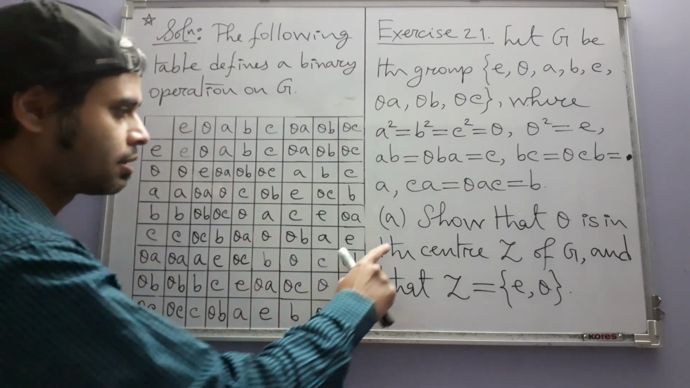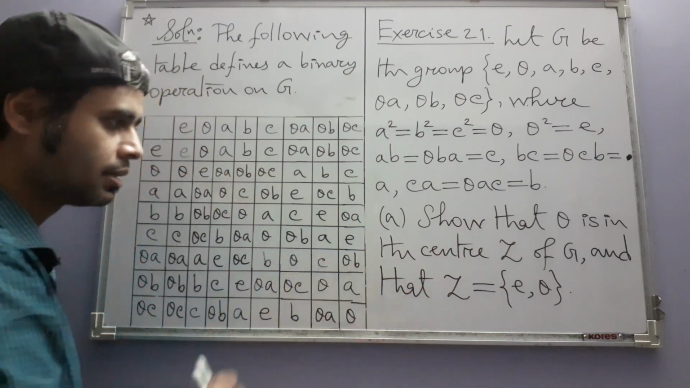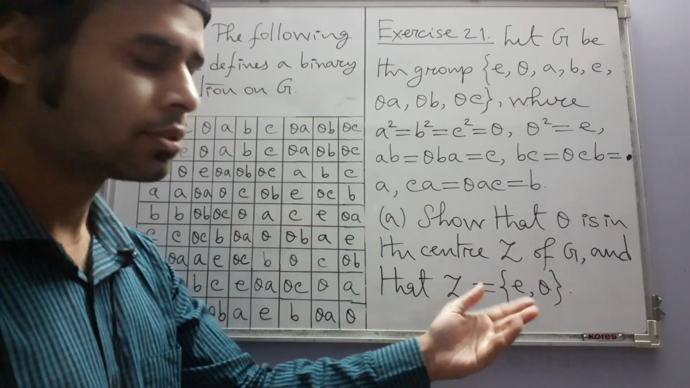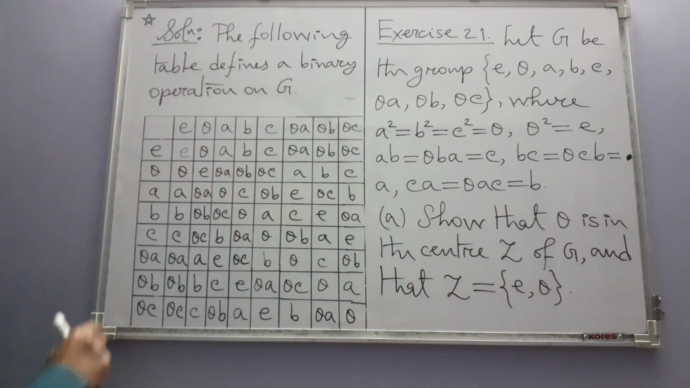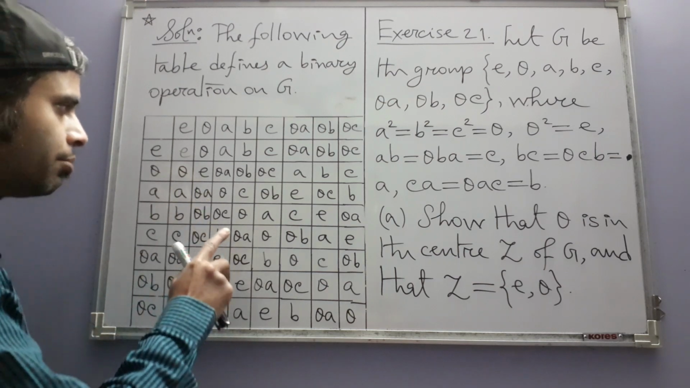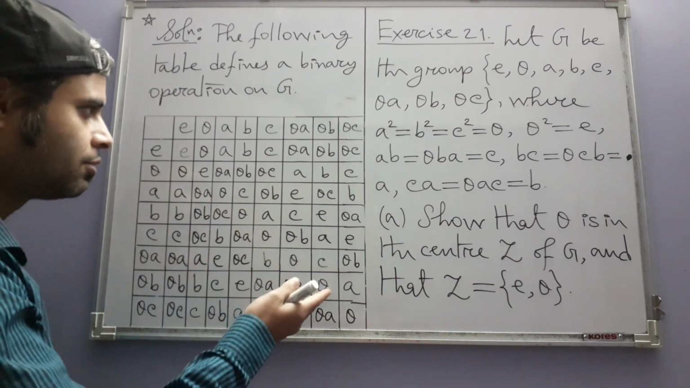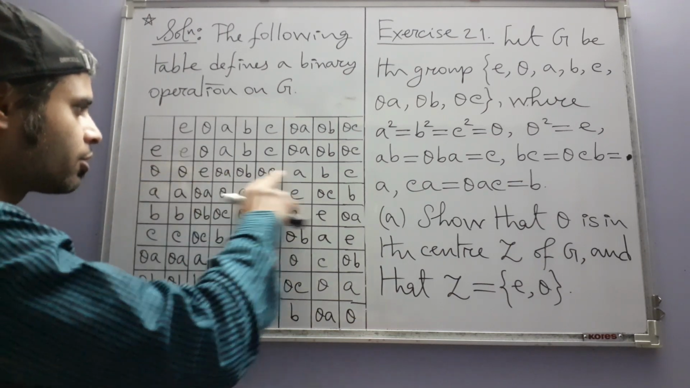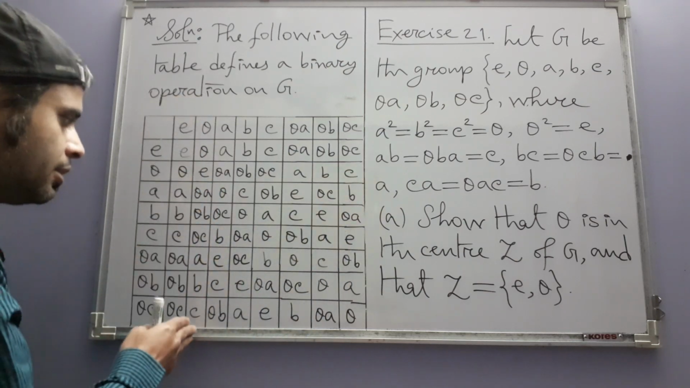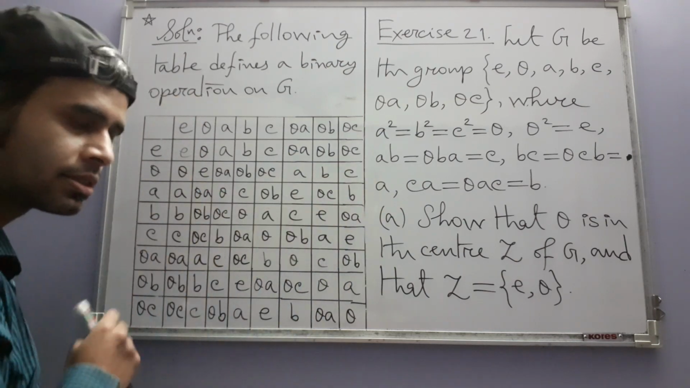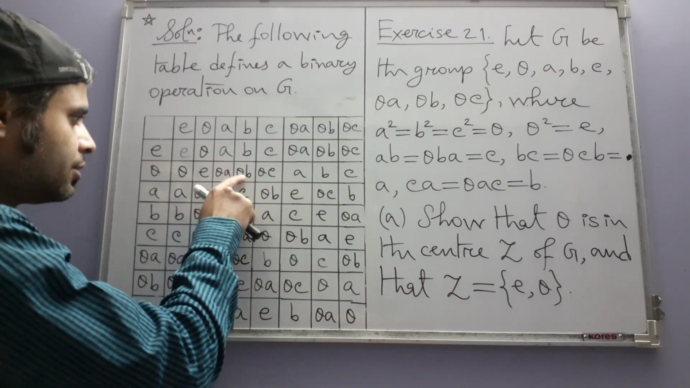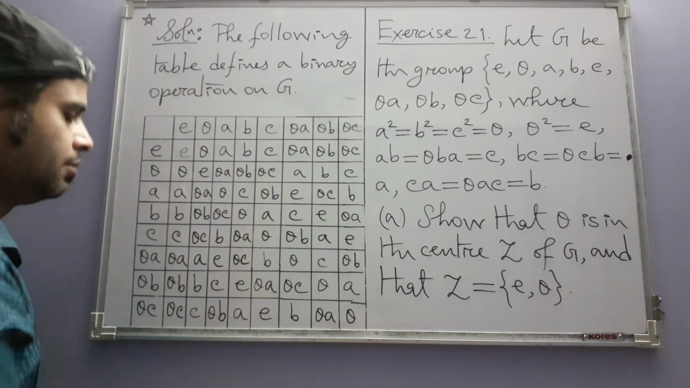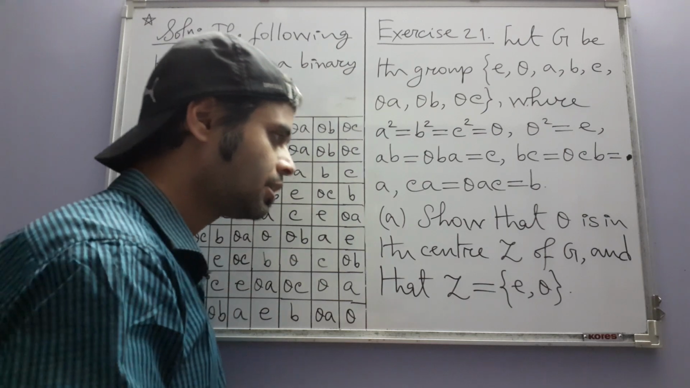Now if you want to answer part A, you have to show that the center has only these 2 elements. Out of these 2, E is always there, of course, and theta is also there. Do you see why? Because theta commutes with every element. A quick way to verify that from a table like this is to see that the row corresponding to theta and the column corresponding to theta consist of the same elements in the same order: theta E, theta A, theta B, theta C, ABC. So that's why theta commutes with everything.